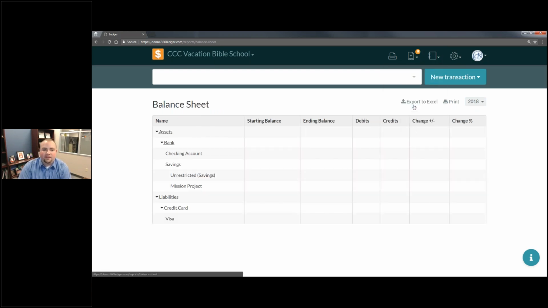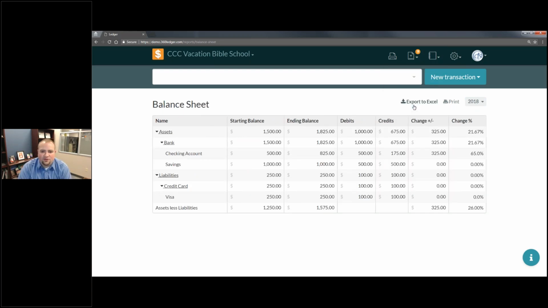Lastly, the balance sheet. This will show your net worth, if you will. It's your assets less your liabilities. And the same kind of thing, starting balance, ending balance, debits, credits, change percentage.